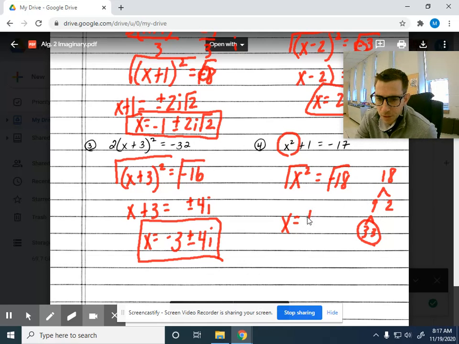We know we always have plus or minus, but it can't just be 3 root 2 because I have to show that there was this negative underneath the radical. And that's why it's plus or minus 3i root 2.